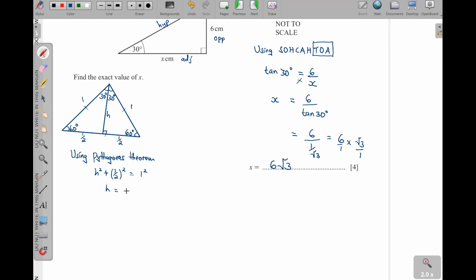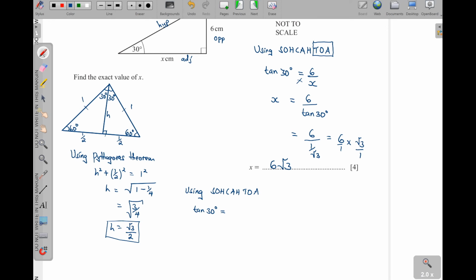So h here is going to be the square root of, this will be 1, then 1 over 2 squared, it will be a quarter. So 1 minus a quarter, you will get 3 quarters. Meaning we shall get root of 3 over root of 4, that is a 2. So our h is this value here. Now, let us use SOHCAHTOA, because that is a right angled triangle. And we need the value of tan of 30 degrees.